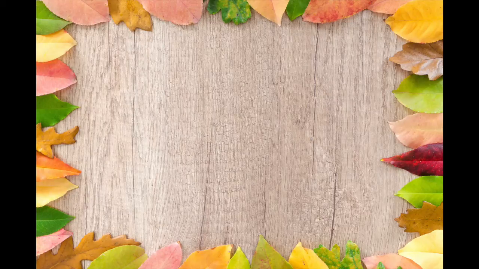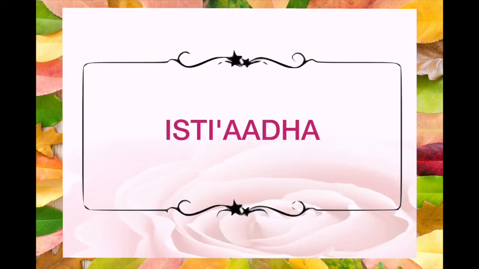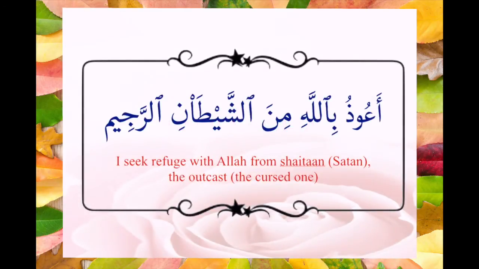Okay, so where do we go from here? I want to give you one really important tool that you need to understand before we really start reading the Quran, and that is the word isti'adha. What is isti'adha? It is when we say أعوذ بالله من الشيطان الرجيم, which means I seek refuge with Allah from shaitan, the Satan, the outcast, which is the cursed one.